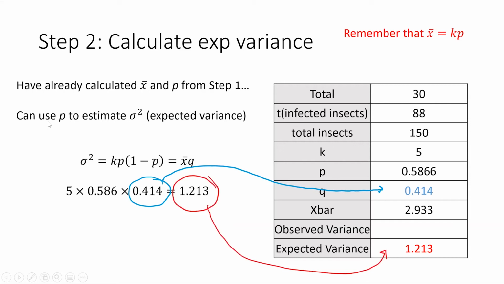So we can use our probability of success to estimate our expected variance. Using that equation from before, remember, Kp times 1 minus p is the same thing as X bar times q. And those are all equal to our estimated variance. So using that equation, we find that our estimated variance, our expected variance, is 1.213.